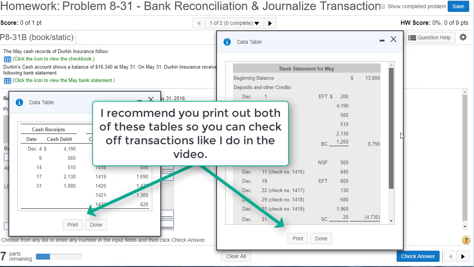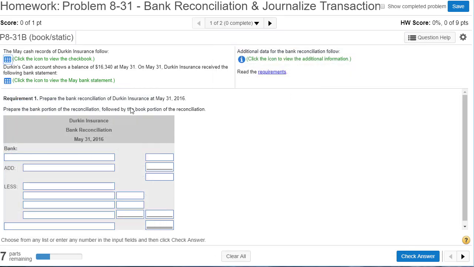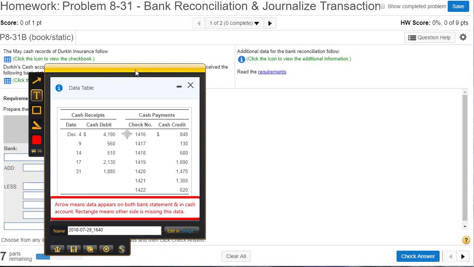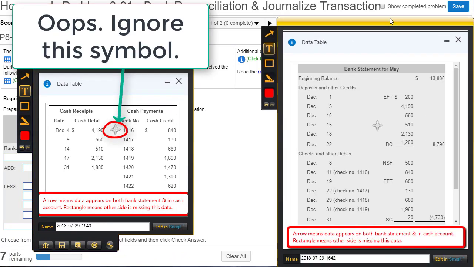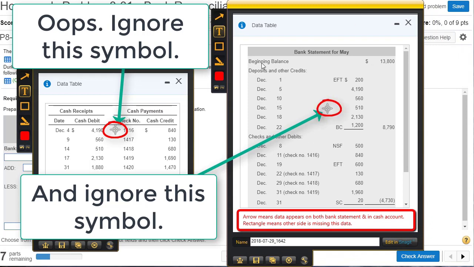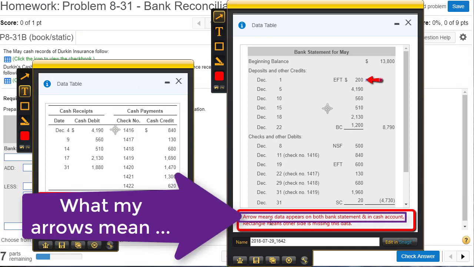Now what I recommend you do is print out both of these tables and then write notes on them like I'm going to do. I can't write on my computer screen on these, so I've done screenshots using software called Jing, and then I will be able to take notes on it. If you see me put an arrow next to something like this, that means, as you can see down here with my explanation, the data appears on both the bank statement and in the cash account.